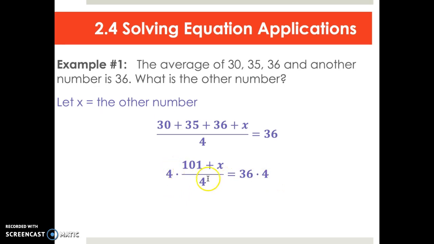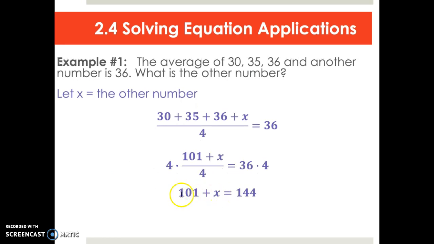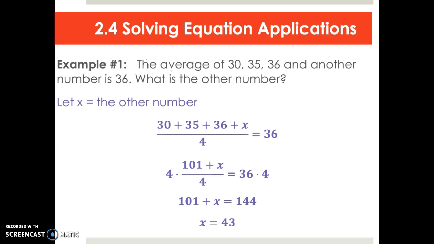So this 4 will cancel with the 4 in the denominator. And that leaves us with 101 plus x on the left, and 36 times 4, or 144, on the right. So our new equation is 101 plus x equals 144. So now we just subtract 101 from both sides, and we find out our x is 43. So the problem was averaging 30, 35, 36, and 43 to give us an average of 36. Our missing number is 43.